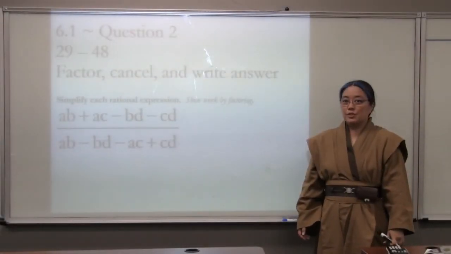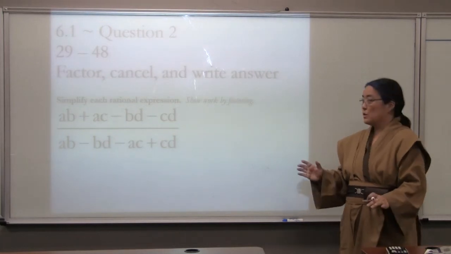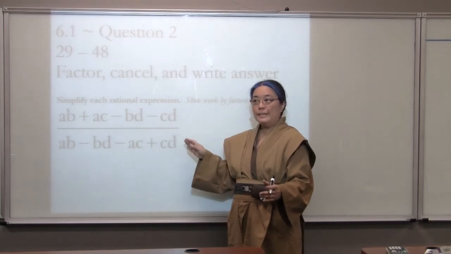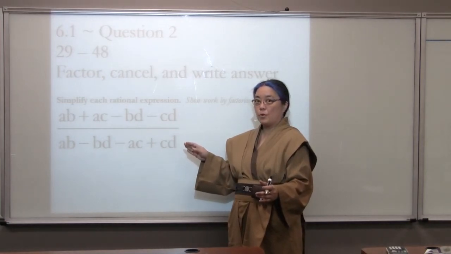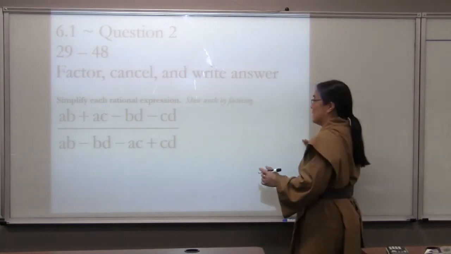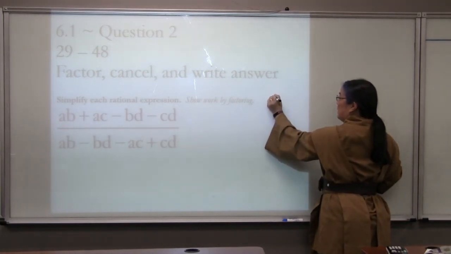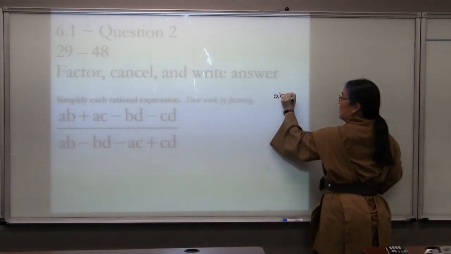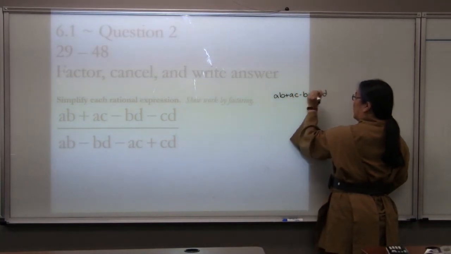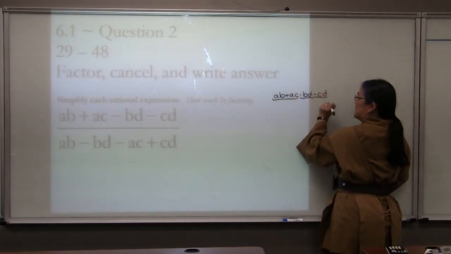Chapter 6, Section 1, Question 2. We're going to factor, cancel, and write a better answer. If you remember from Chapter 5, Section 4, we had factoring by grouping. There are 4 things here, so we can factor by grouping. We had 2 different ways of factoring by grouping. One of the ways is to look at this first set and this second set.